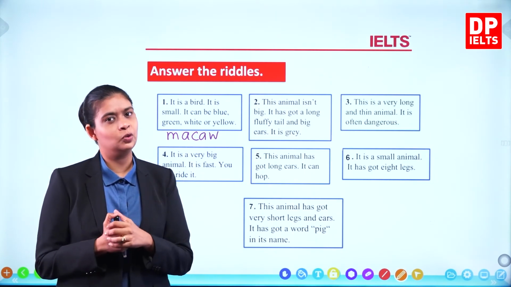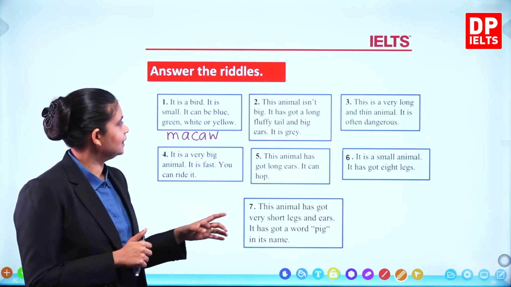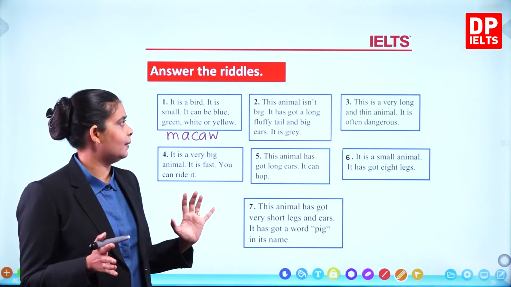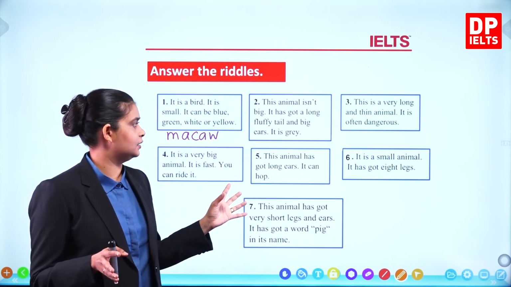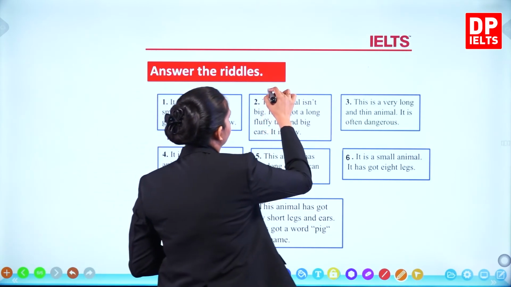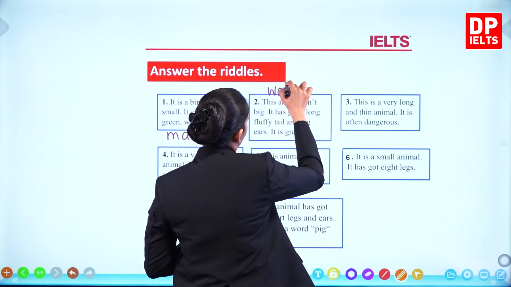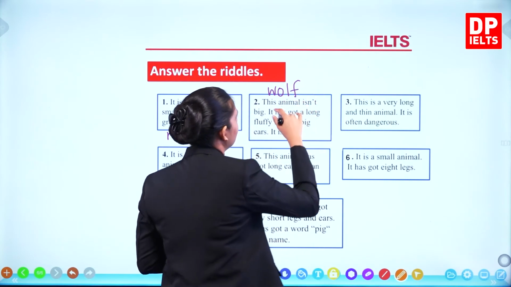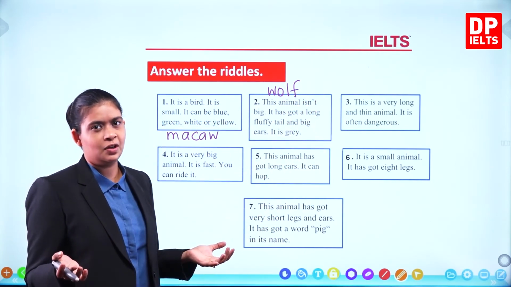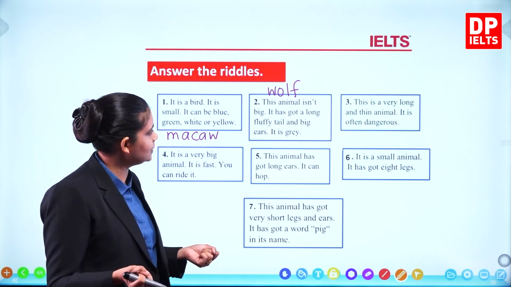Right, this animal isn't big. It's not a very big one, but it has a fluffy tail and big ears. Who is this animal? Wolf. Okay? Now wolf might not necessarily be grey in color. There are some wolves that are grey, but they're not always grey. Some can be brown, right?